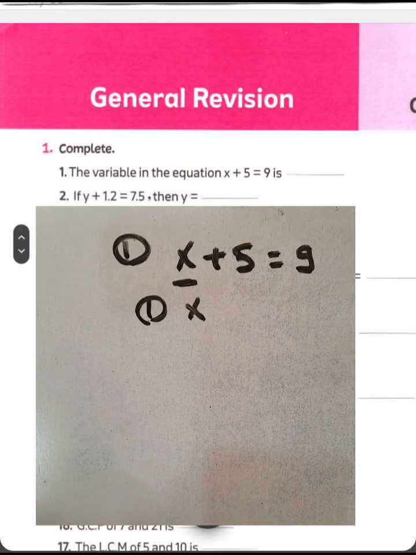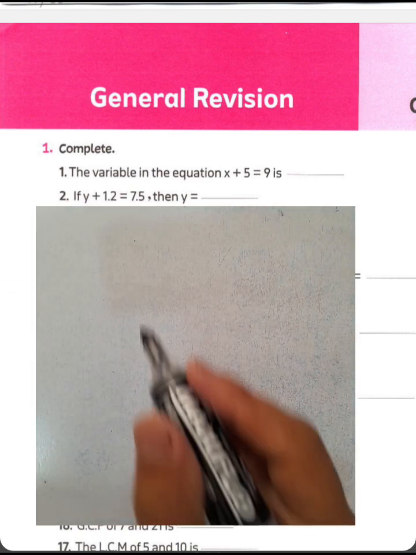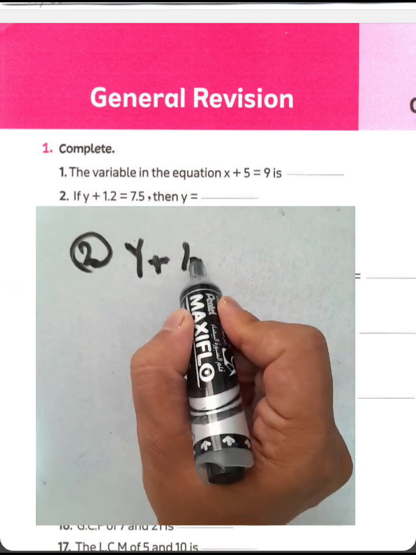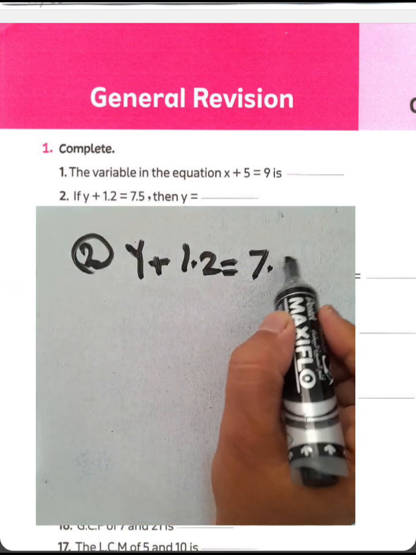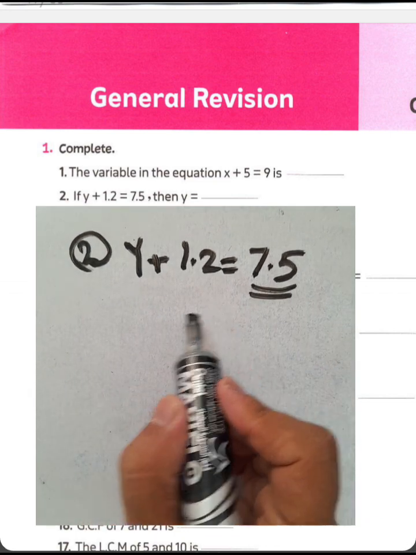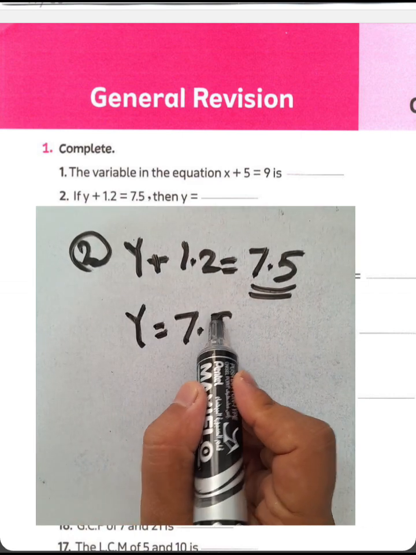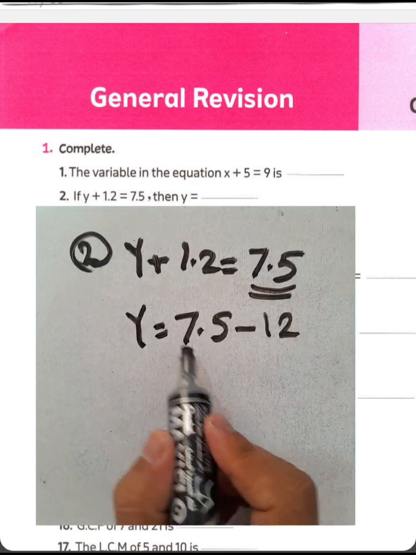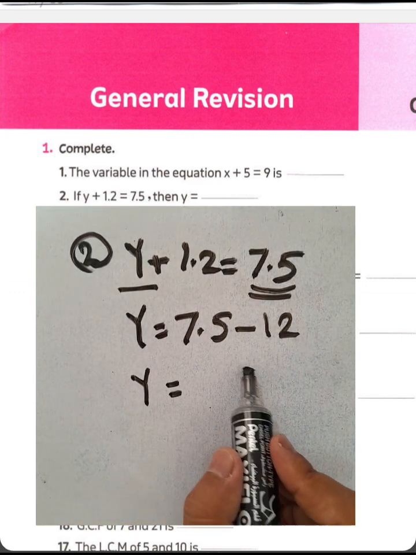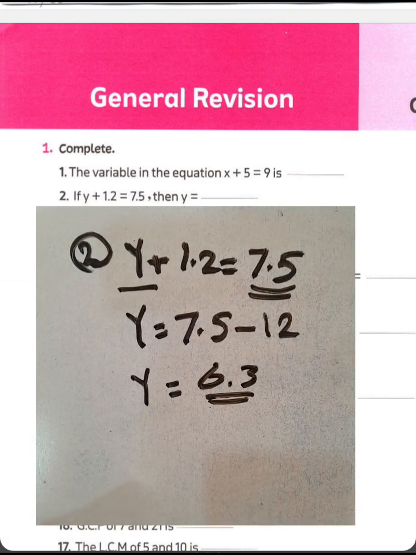Number 2. Here, if y plus 1.2 equal 7.5, then y equal, you can solve this equation. Y plus 1.2 equal 7.5. You must subtract 1.2 from 7.5, then y will be equal 7.5 subtract 1.2. To find the variable here, the unknown letter, it will be 5 minus 2 equal 3 and 7 minus 1 equal 6. The result will be 6.3.